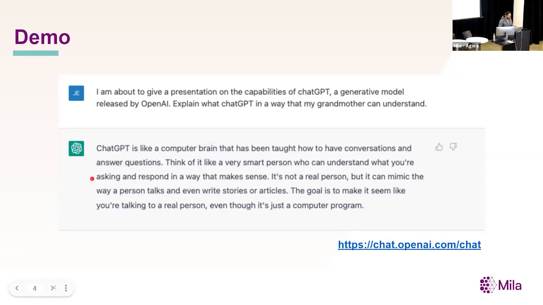ChatGPT is like a computer brain that has been taught how to have conversations and answer questions. Think of it like a very smart person who can understand what you're asking and respond in a way that makes sense. So that's a pretty good explanation, but it's also mind-blowing that it can even generate these explanations. I think now we've kind of gotten used to this, but a few months ago, this was a breakthrough essentially in natural language processing abilities. It can pretty much answer any question and it can do so in a very convincing way. So it's a very, very impressive platform.